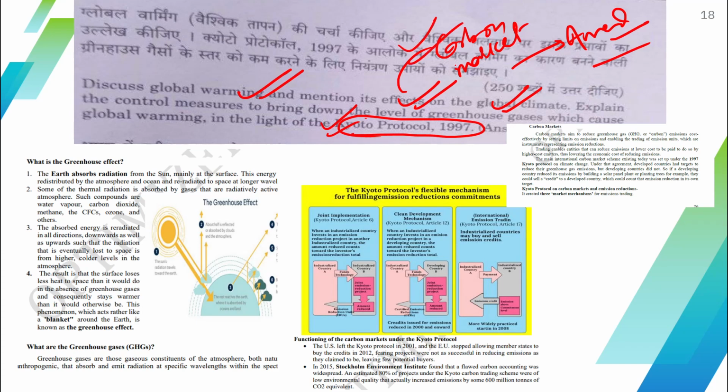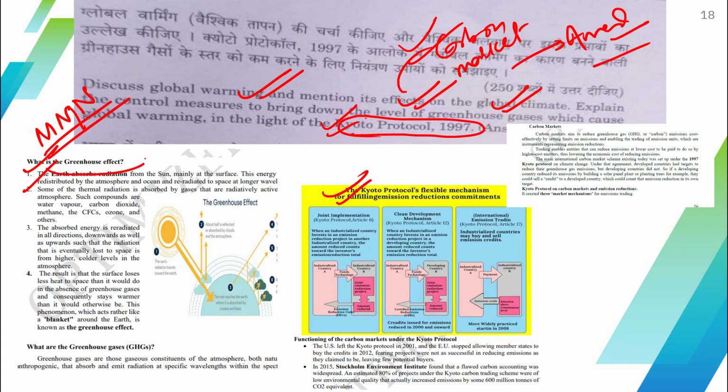You must be knowing that it is the Kyoto Protocol which basically establishes the carbon market, carbon trading. So Kyoto Protocol is very important as far as carbon markets and carbon trading are concerned, and that is why they have asked this question. This is what I have picked up from the mains master notes on climate change.